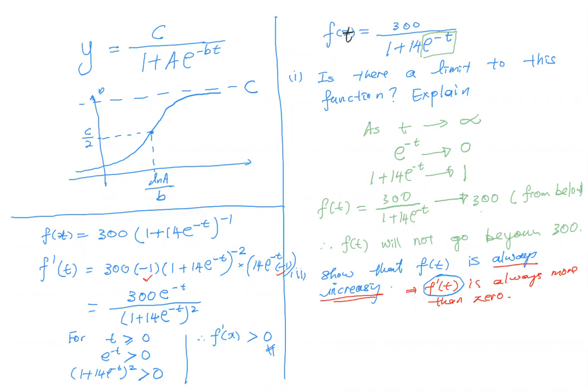Where is your 14? Yes, the 300 will be multiplied with 14, right? Up there, your 14 e negative, this one, where is it? Oh, my 14. Okay, times 14 here. Times 14. Okay, you're right. You see what I mean?